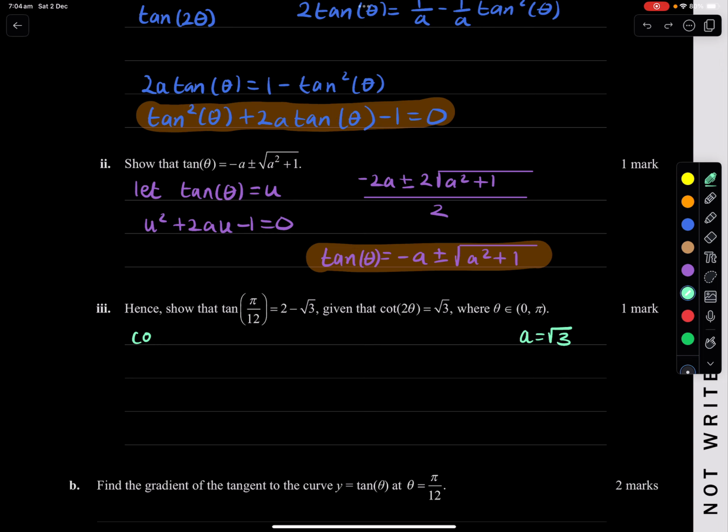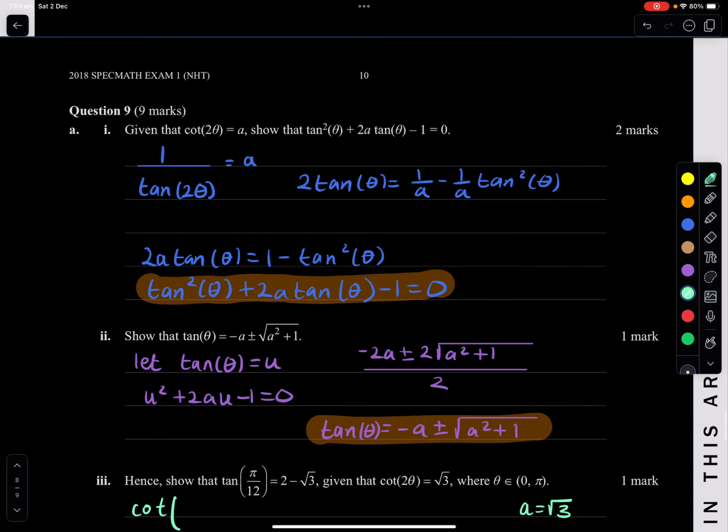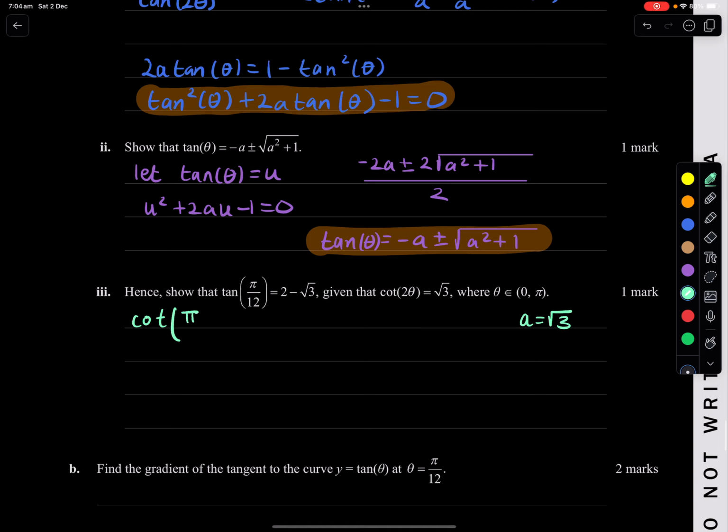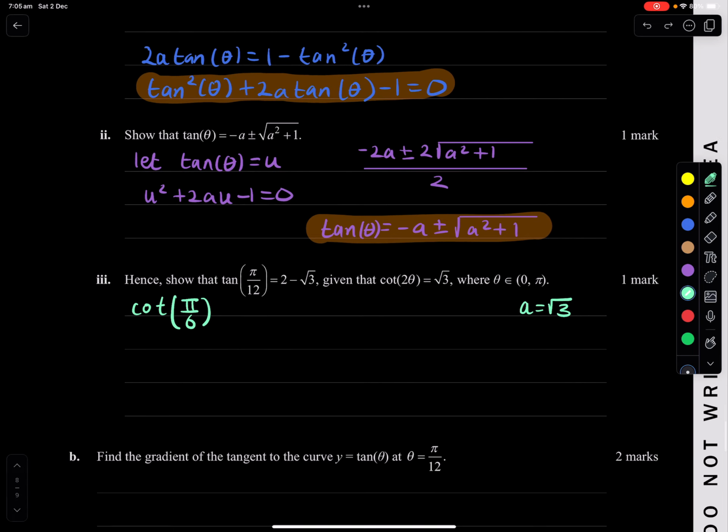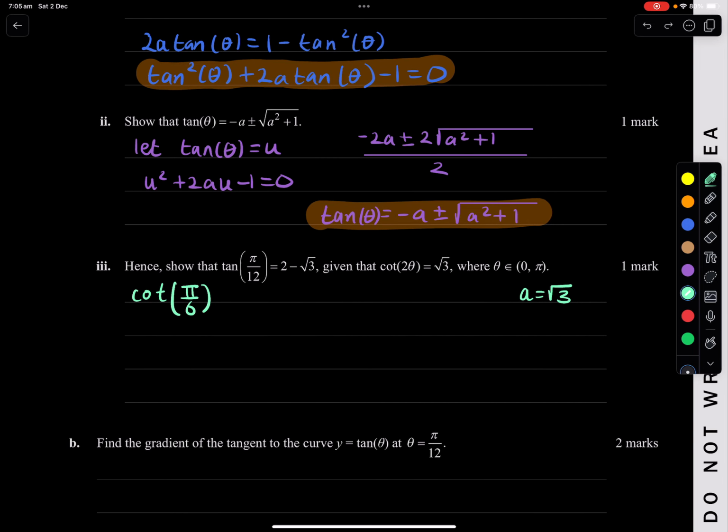So cot of 2 times pi over 12, so that'll be pi over 6, should equal a. That's what it's saying. Using this expression, we've already been given the a value. I just want to double check if that's true. Theta is pi over 12, so 2 times pi over 12 is pi over 6. So it's 1 over, what's tan pi over 6? It's 1 over root 3, which is equal to root 3. Yes, that's your a value.